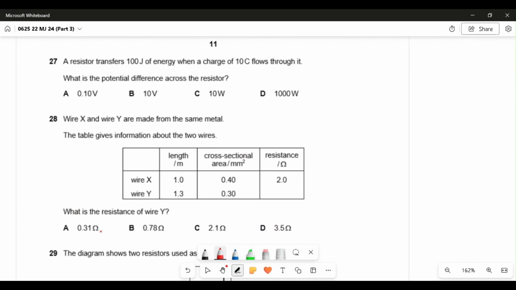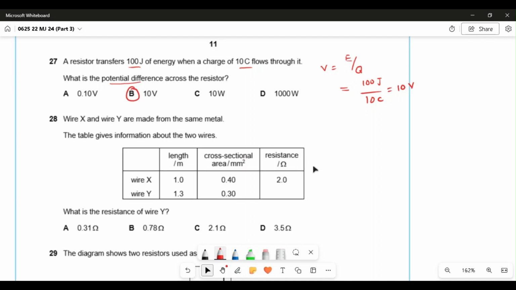A resistor transfers 100 joules of energy when a charge of 10 coulombs flows through it. What is the potential difference? Potential difference, we know, is work done per coulomb of charge, or energy delivered per coulomb of charge. So energy is 100 joules and charge is 10 coulombs. So that is 10 joules per coulomb. That is also called volt.